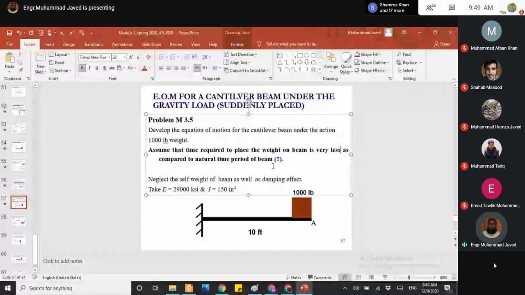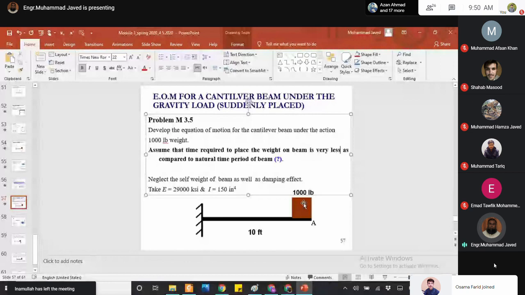So here also the same kind of problem is given, that the 1000 pound weight is placed in a very small time on the beam. When a gravity load is placed in a time less than a certain limit, it produces dynamic effect and consequently vibrations occur.